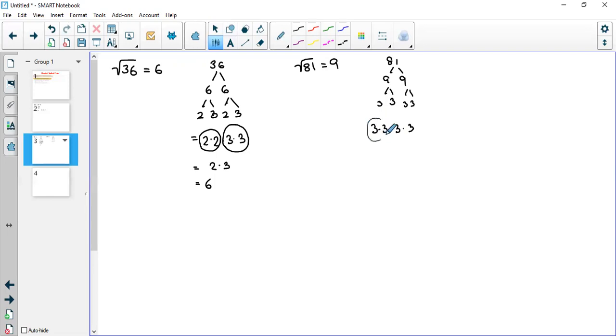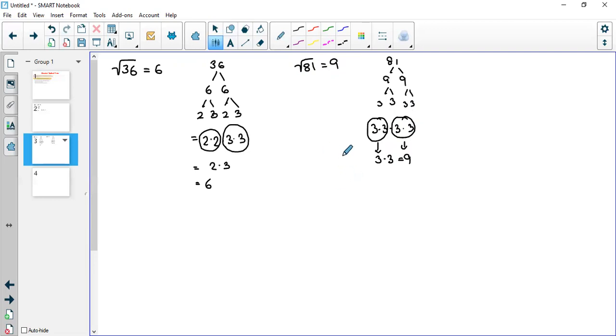So group them in 2 each. So in one group there should be 2 factors. So that means this is going to be 3 multiplied by another 3, which is going to give you a 9. So 81 is a perfect square number. So the square root of 81 is going to be 9.